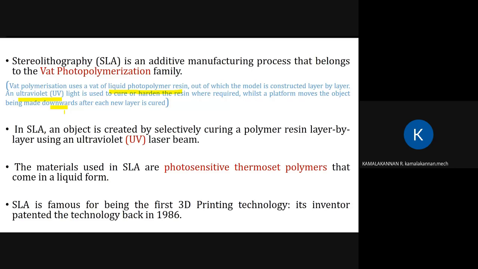Okay, guys. So I have clearly mentioned that you are going to use ultraviolet rays and photosensitive thermoset polymers. This technology is not a new thing. It was patented earlier, in 1986, which is my date of birth year. But even now it is one of the popular technologies, because the material can be built faster. That is why it is still used in many industries.